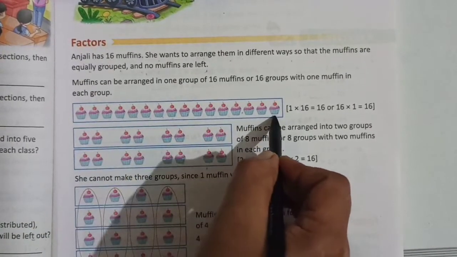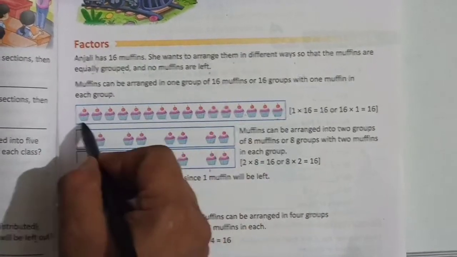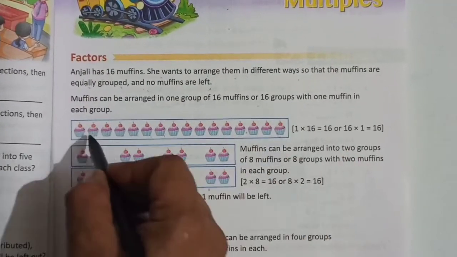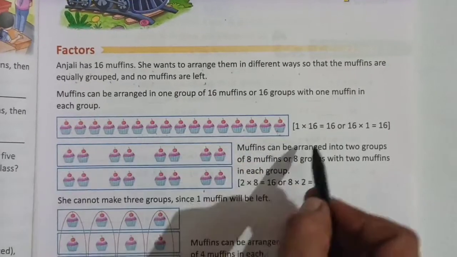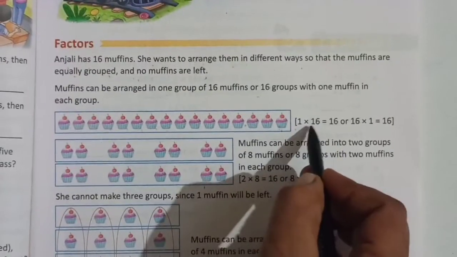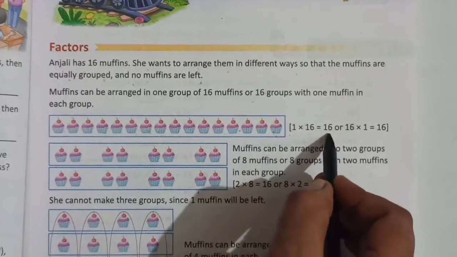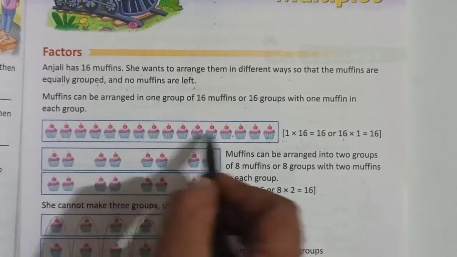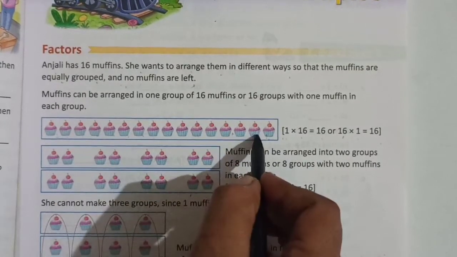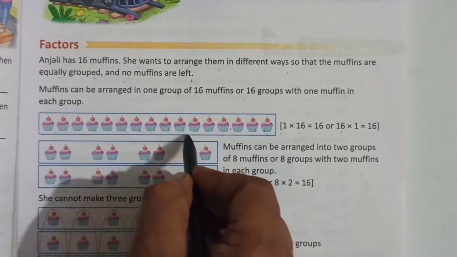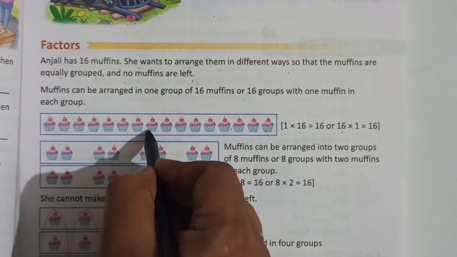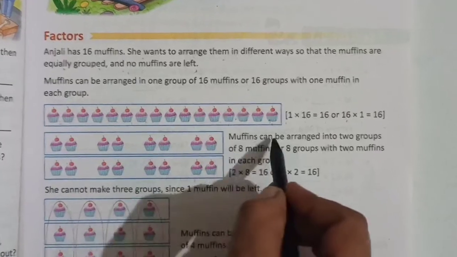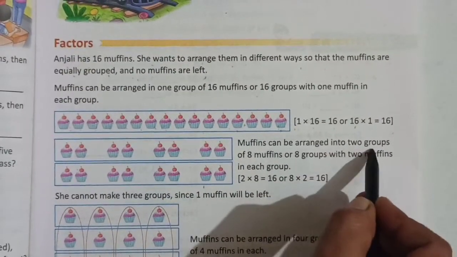These are 16 muffins. Muffins can be arranged in one group of 16 or 16 groups with one muffin in each group. That means 1 multiplied by 16 is equal to 16, or 16 multiplied by 1 is equal to 16. This is 16 groups with one muffin, or one group of 16 muffins. Understand, children? Now muffins can be arranged into two groups.